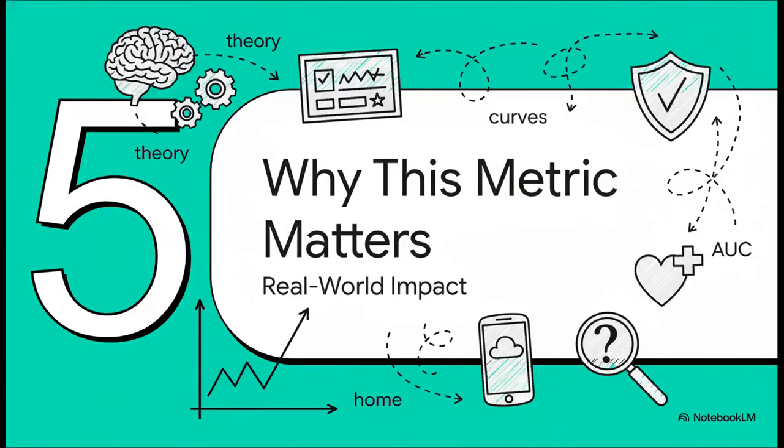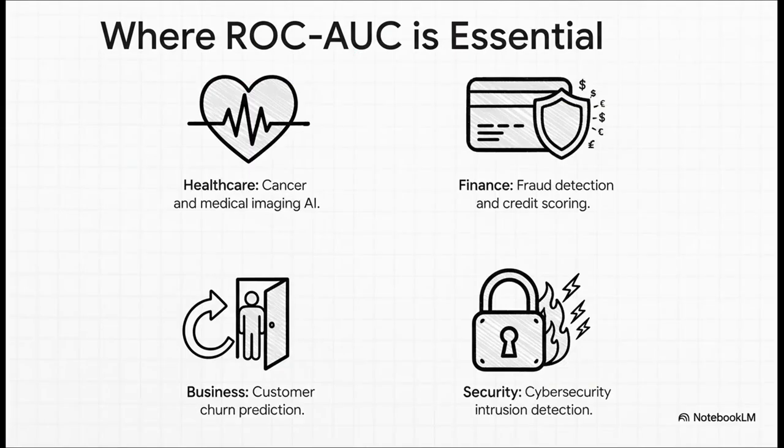Okay, we've gone through the theory, we've looked at the curves, we've talked about the scores. Now, let's bring it all home and talk about why this is so incredibly important in the real world. I mean, just look at these fields: healthcare, finance, cybersecurity. The stakes could not be higher. A model's ability to tell good from bad, sick from healthy, fraudulent from legitimate, it's not some academic exercise. It has massive real-world consequences. And that is why ROC and AUC are the absolute gold standard for making sure these critical models actually work.